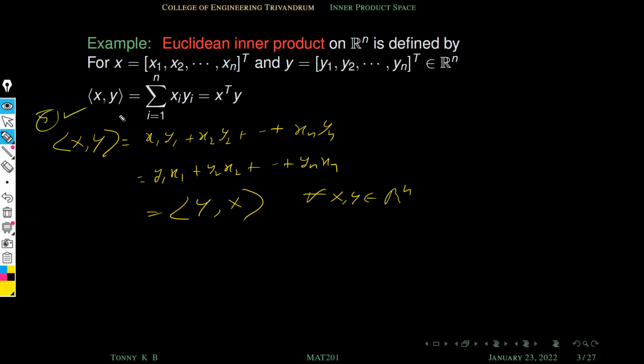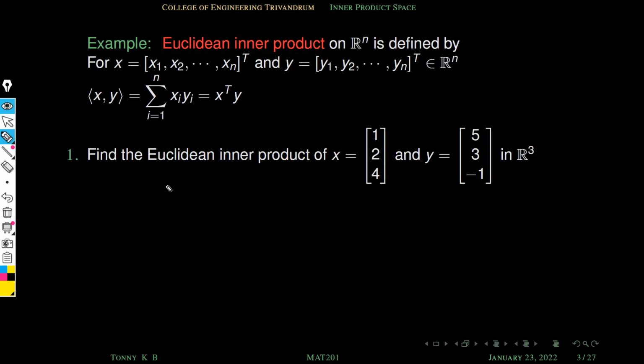So now this function satisfies all the five conditions. So we can say that this function is an inner product on Rn, and that inner product is called the Euclidean inner product on Rn. Okay, clear.